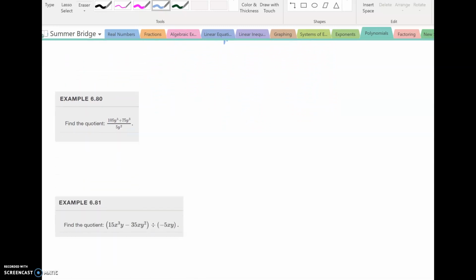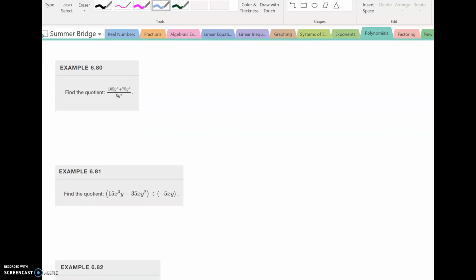All right, so here's the next one. I think we have just 3 more examples. Again, we're starting to get into some more simplifying variables, so I'm going to break up what I can. So I have 105y to the 5th over 5y squared plus 75y to the 3rd over 5y squared.